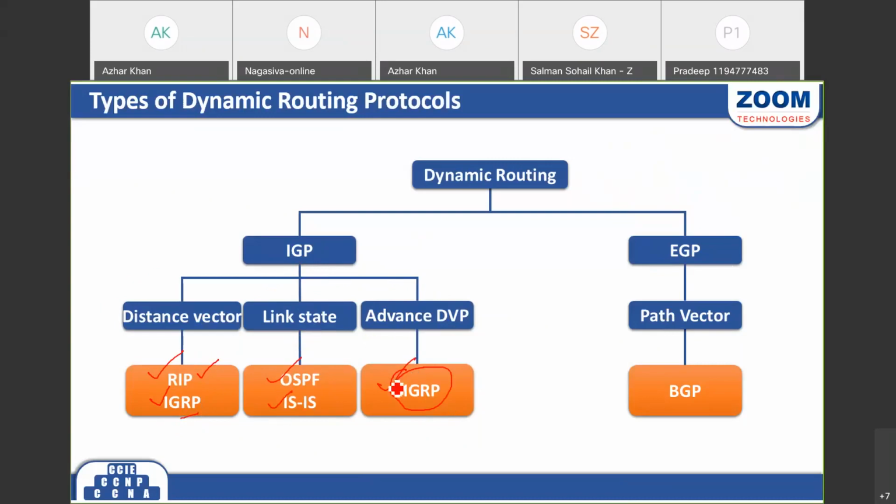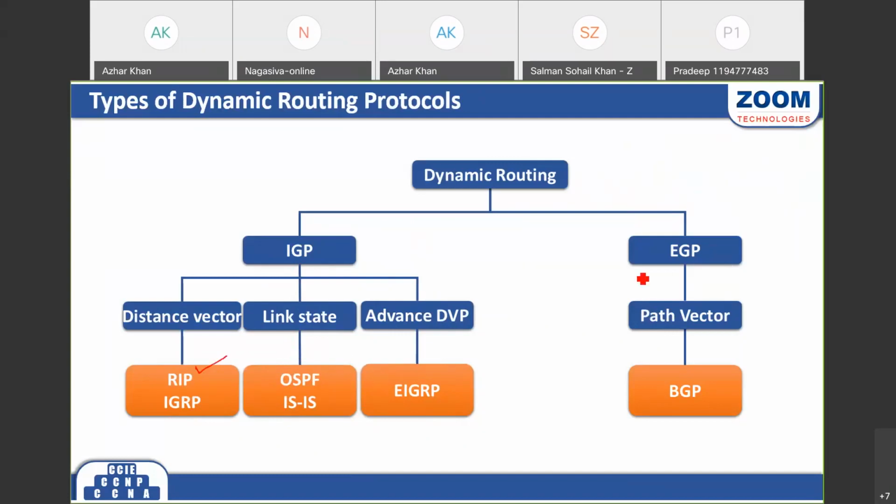So first we'll discuss about RIP. IGRP is outdated, and RIP is also outdated, but for understanding purposes we will discuss it. In real time, in production networks, mostly we are using link state protocol. Under link state protocol, mostly we are using OSPF. So first we'll discuss about RIP.